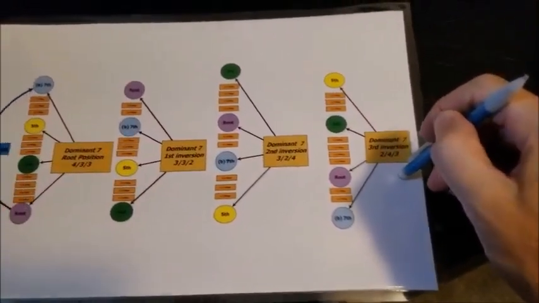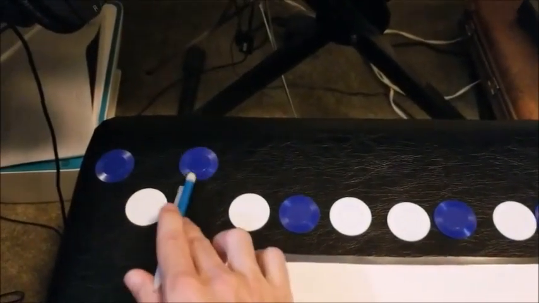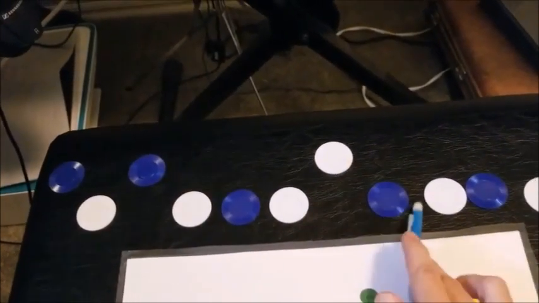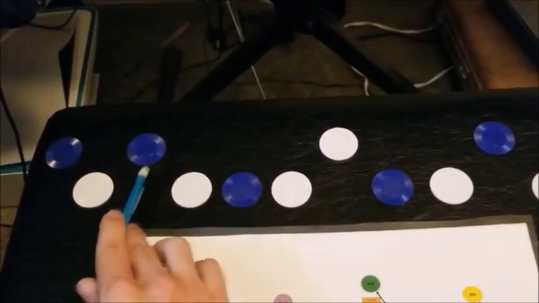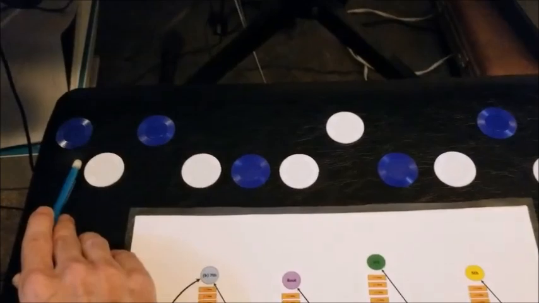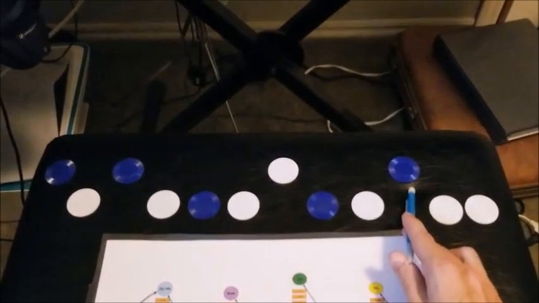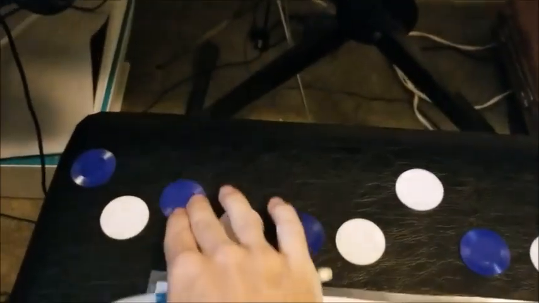The third inversion, 2, 4, 3, with F sharp on the bottom. We have 3, 2, 1, 2, 3, 4, and 1, 2, 3. Okay. So here we have A flat 7: A flat, C, E flat, G flat, in third inversion, G flat, A flat, C, and E flat. 2, 4, 3. Okay. Let's move on to the next note.